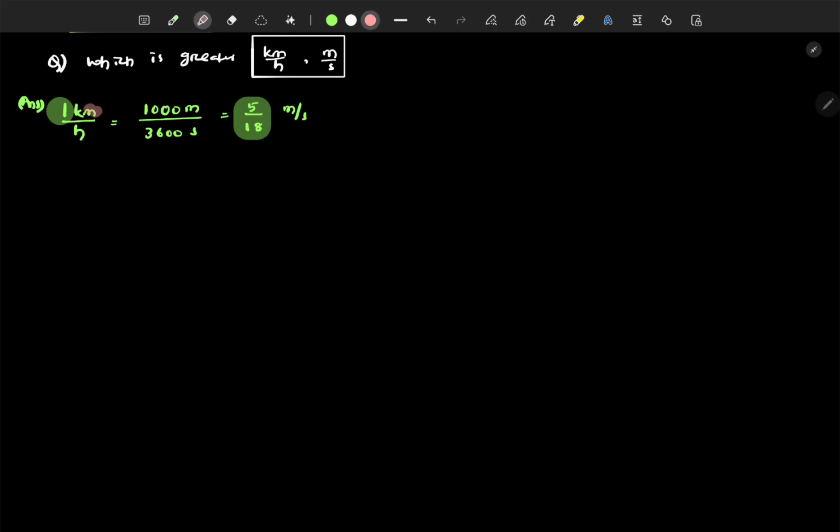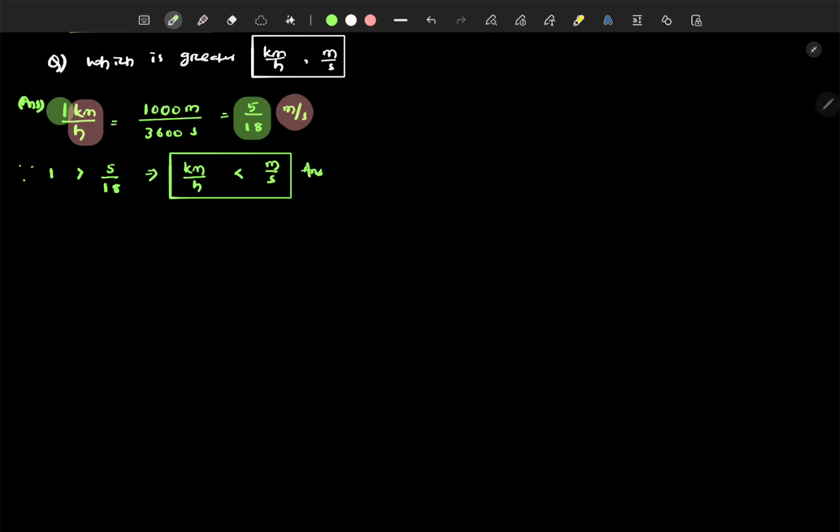So one numerical value is 1, the other is 5 by 18. The unit here is kilometer per hour and here it is meter per second. Take it as n1 equal to 1, n2 equal to 5 by 18. In between 1 and 5 by 18, which one is greater? 1 is greater than 5 by 18. As we have discussed in the theoretical part, the larger the numerical value, the lesser the unit. If 1 is greater, its corresponding unit will be smaller, which implies kilometer per hour is less than meter per second. This is our answer.